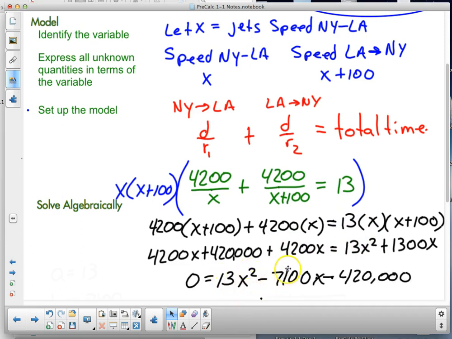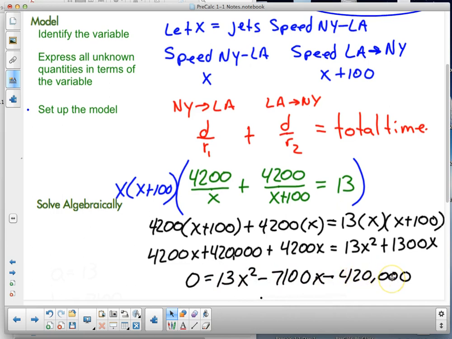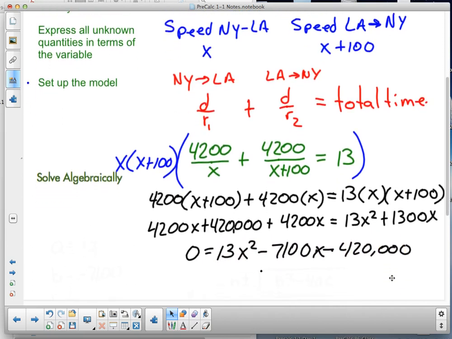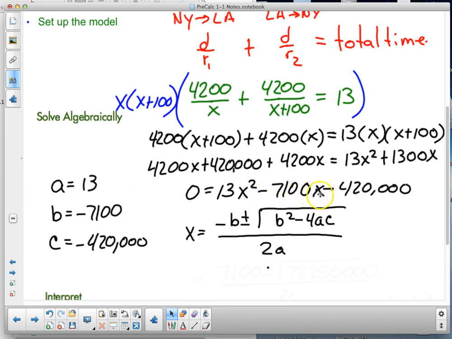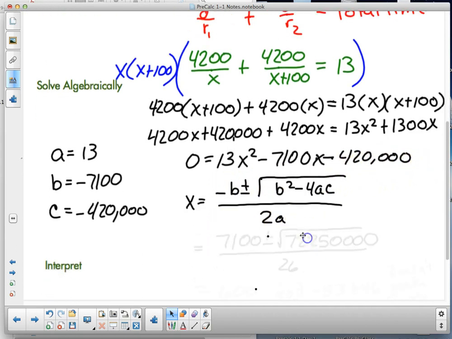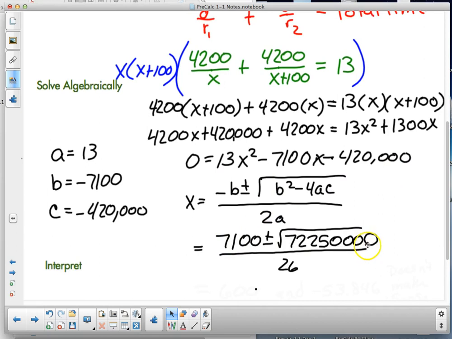So I've got 13x squared minus 7,100x minus 420,000. Now, after I do that, I start looking at it, and I think, well, I can factor this, but let's go to the quadratic formula. I've got 13, minus 7,100, minus 420,000. So now I plug this into the quadratic formula, and using my calculator, this is what I get. Check, and make sure, a couple of times, that's what's going on.